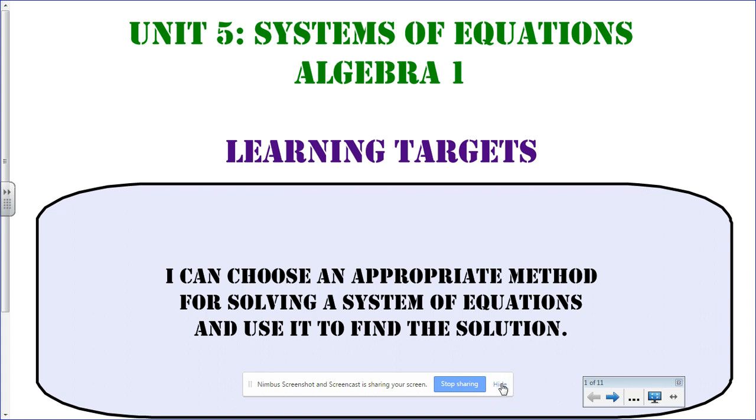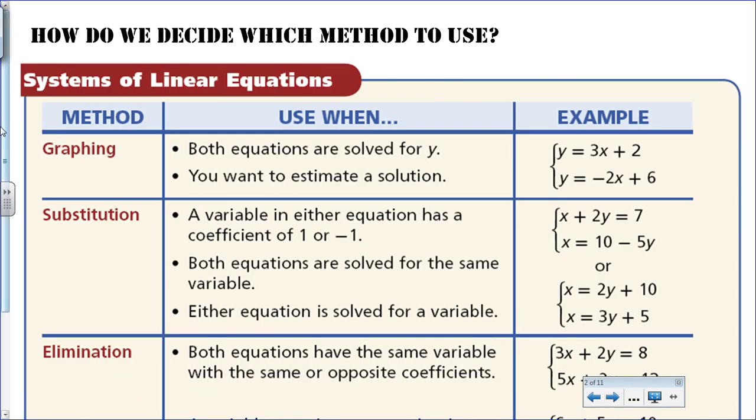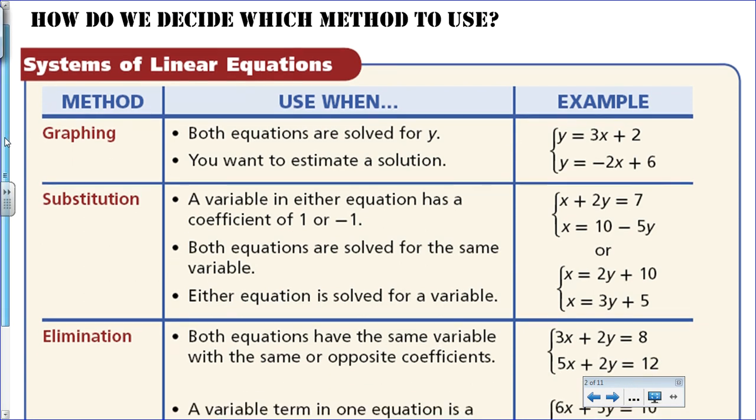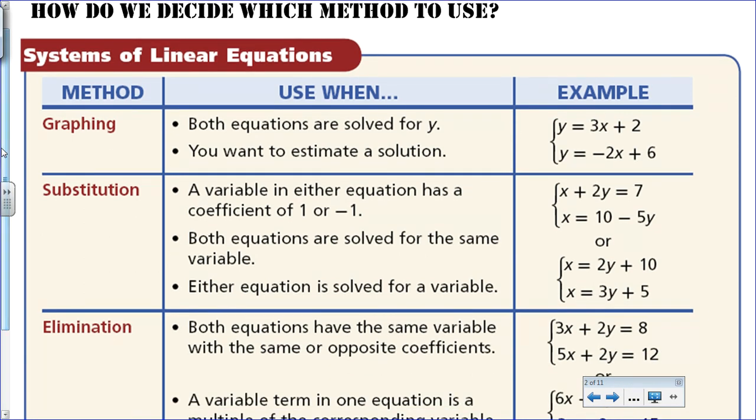Today we're going to talk about how to decide which method to use when you solve your system of equations, depending on what type of system you're given. In this chart here, you'll see there's three different methods that we've actually used: graphing, substitution, elimination. And there are some keys here to help you decide when to use the different methods.